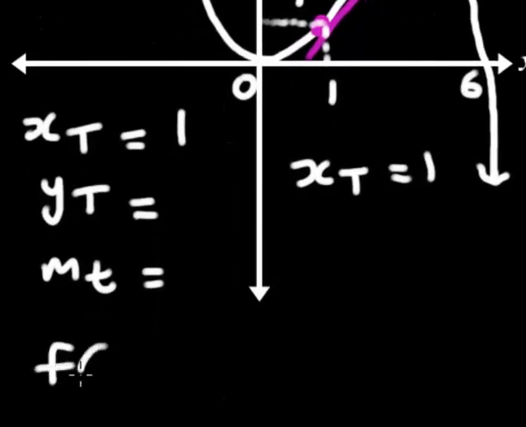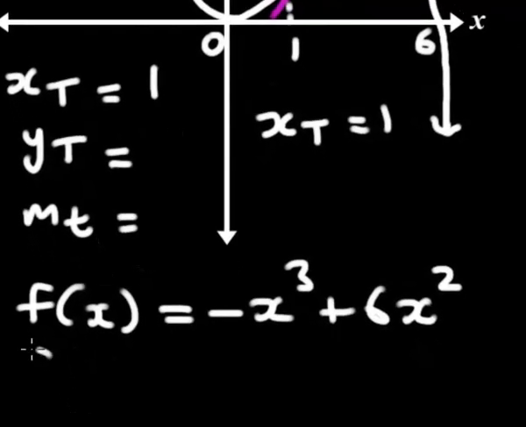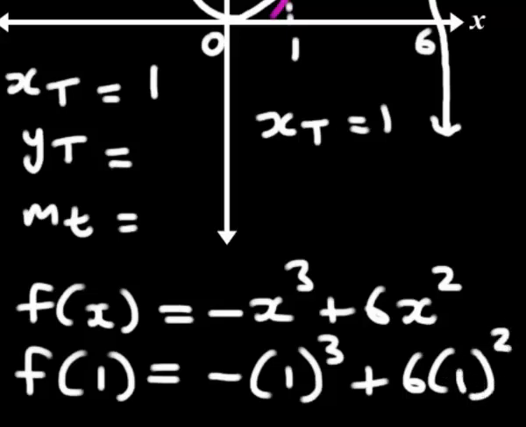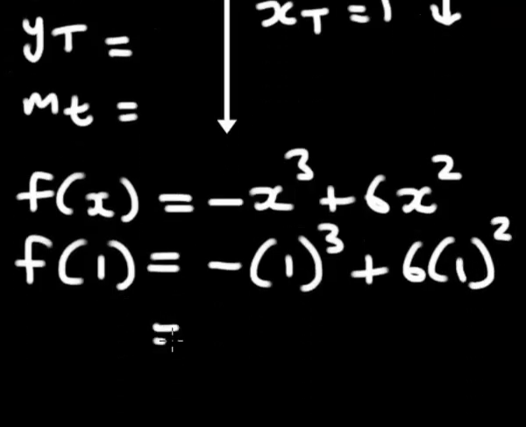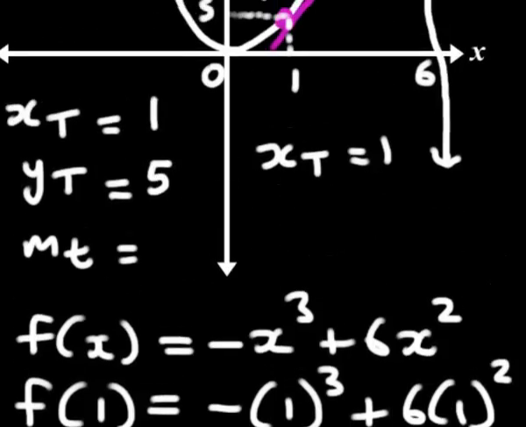Well, if f(x) is equal to negative x cubed plus 6x squared, that's the equation of the cubic. Let's have a look at what is f(1). Okay, f(1) would be negative 1 cubed plus 6 times 1 squared. So let's see, what would that come to? Well, that equals negative 1 plus 6. 1 squared is 1, times 6 is 6, and negative 1 plus 6 is 5. So your y value is going to be 5. Okay, good.